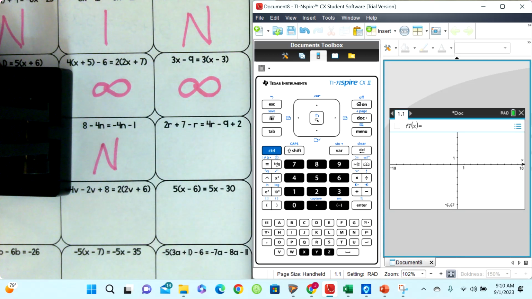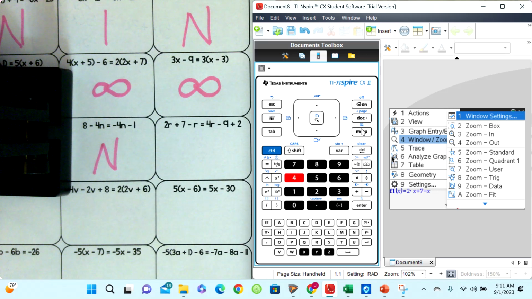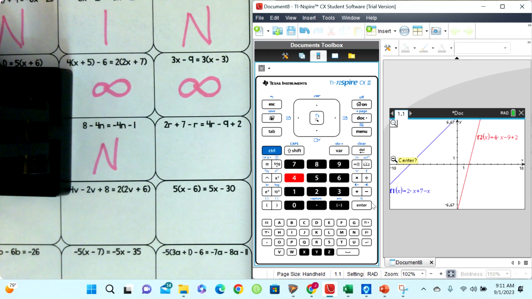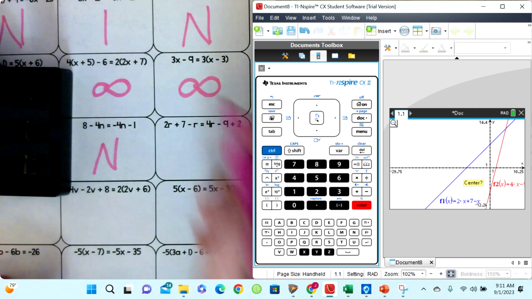So show you a 1 solution. So we've seen parallel, we've seen the same line. Let's look at one that's, so 2x plus 7 minus x. Press the down arrow key. 4x minus 9 plus 2. And so it's hard to tell, but you should be able to look and go, okay, those aren't parallel. You can zoom out, so menu 4, and if you just hit the enter key, it'll zoom out for you. But 1 solutions, they're going to cross in an X somewhere. They're going to cross in one spot.